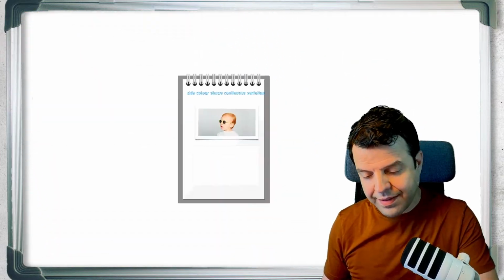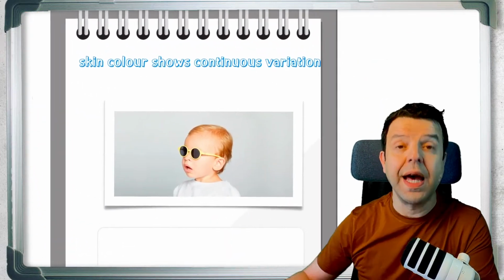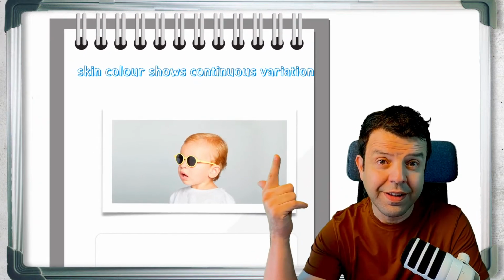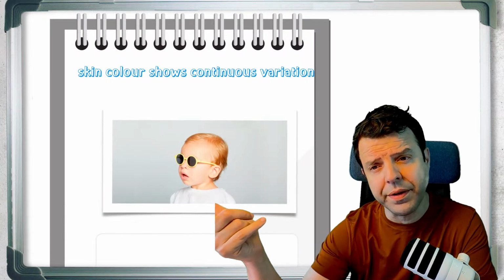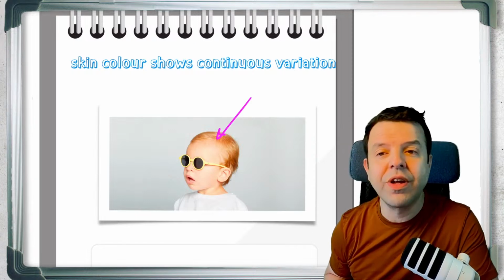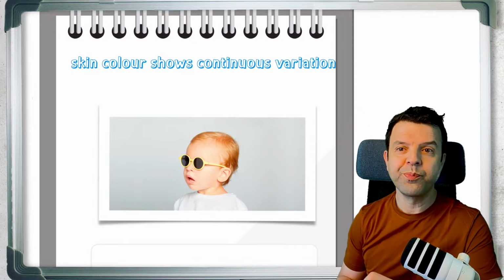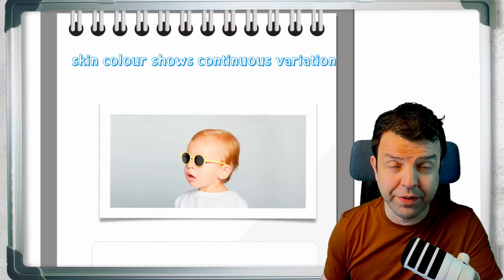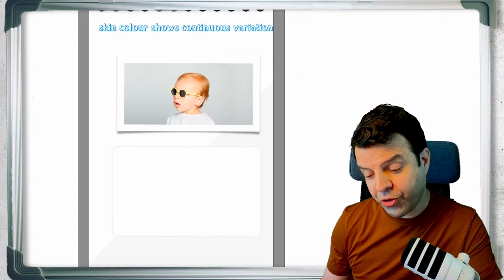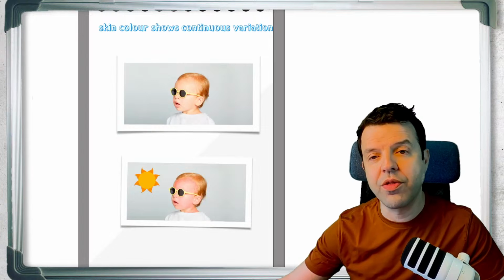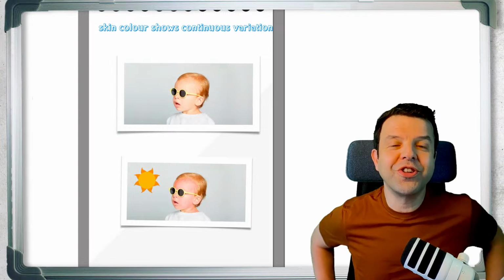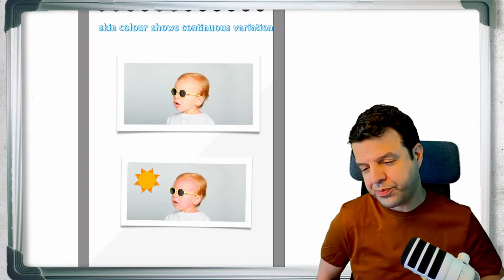Not only height, as I said. Skin tone is another example, body mass is another example, level of intelligence also. We inherit this from our parents. So think of skin tone. She has a relatively light skin tone, and that's what she inherited from her parents. But since it's continuous variation, her skin tone would change with the environment. How long she spends in the sun would change her skin color.